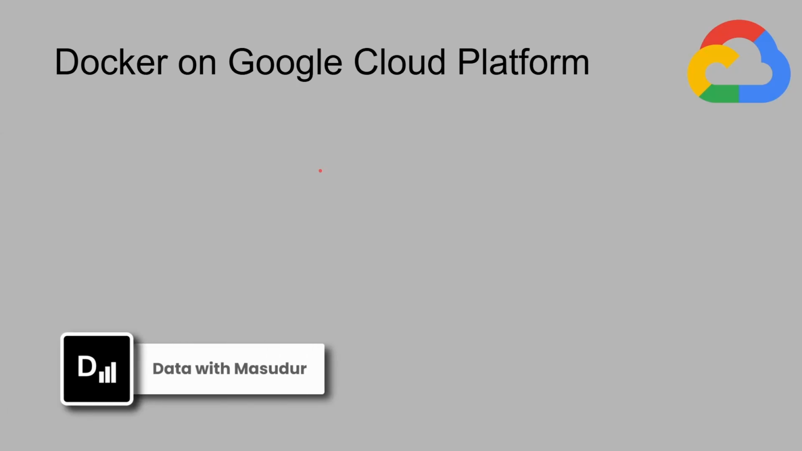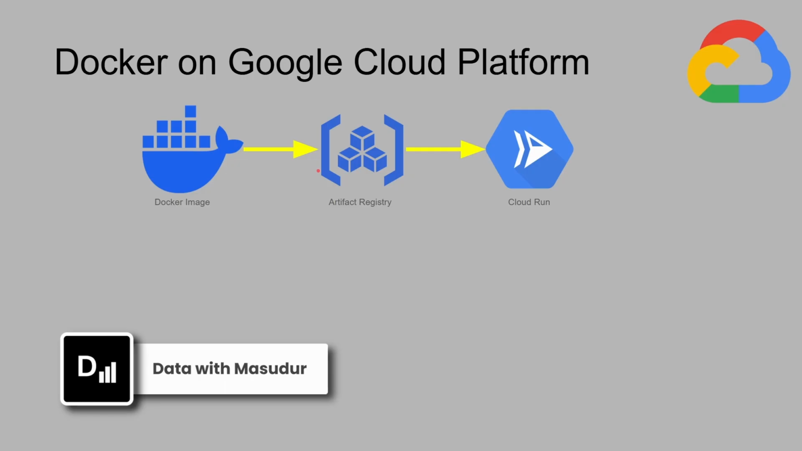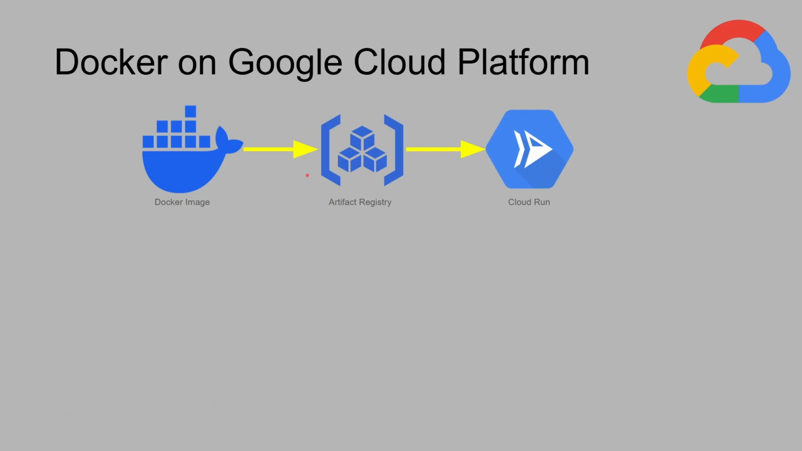In this video, we'll see how to deploy and run a Docker container stored in Artifact Registry using Cloud Run. We already discussed Artifact Registry in our previous video. To recap, Artifact Registry is where we store Docker images in Google Cloud. Now, what is Cloud Run?